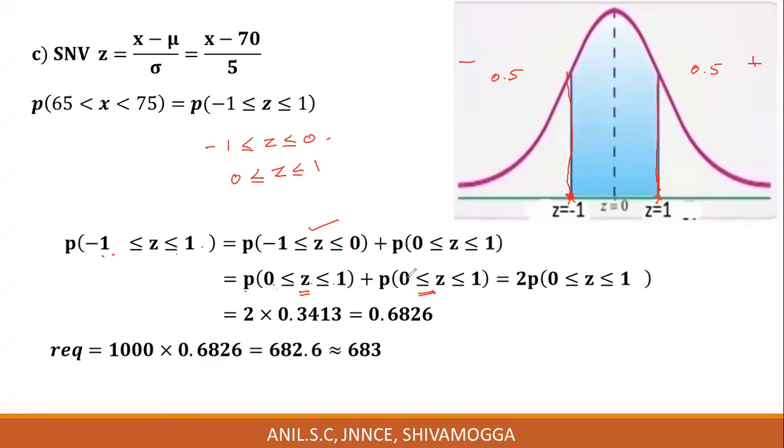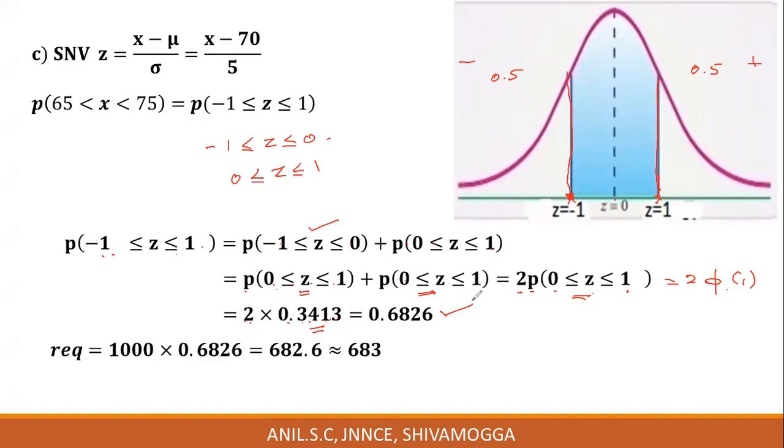P from 0 to 1 plus P from 0 to 1 is twice P from 0 to 1. This P from 0 to 1 is denoted by phi of 1. Therefore, this is 2 into phi of 1. Table value of phi of 1 is 0.3413. 2 into 0.3413 is 0.6826. This is the probability of any student scoring between 65 and 75.